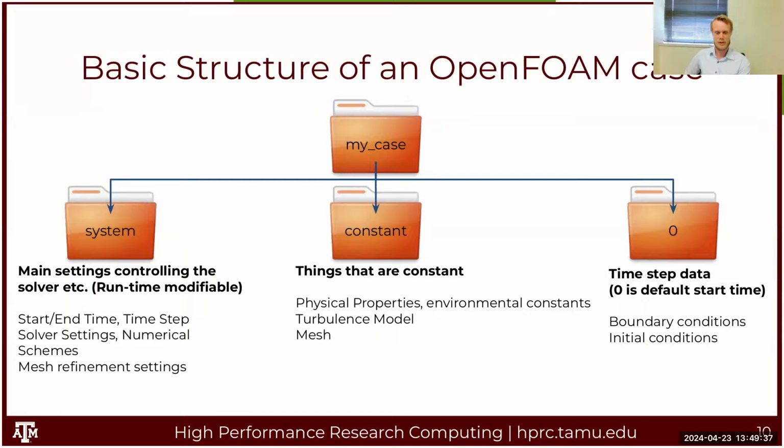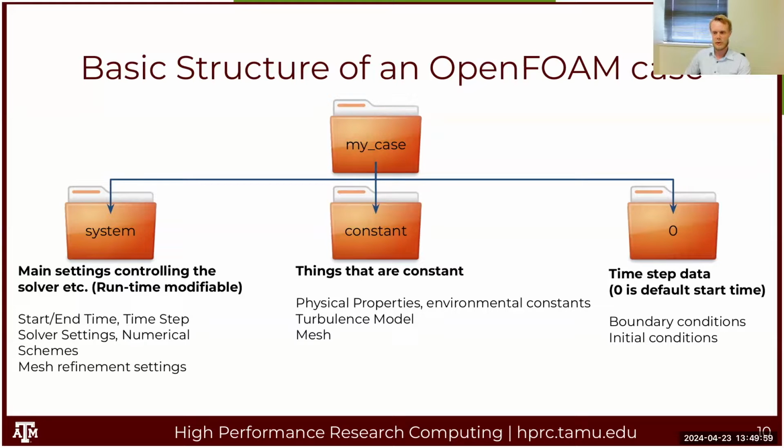And then we have a folder called constant for things that are constant, like physical properties, environmental constants, a value of the gravitational acceleration, density, etc., and the turbulence model. The mesh is also there. The mesh is not necessarily constant, but it is in the constant folder.